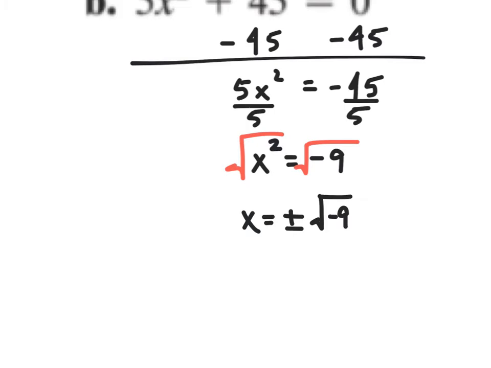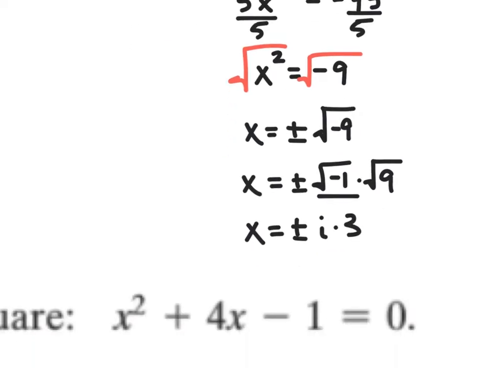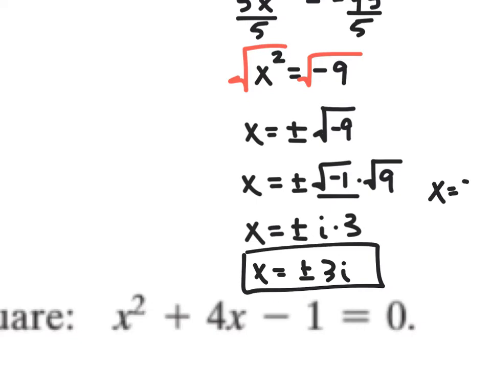All right, and here's what I do. I split this up. I do, okay, x is equal to plus or minus. I write this out as the square root of negative 1 times the square root of 9. Now the square root of negative 1 is i. So I get x is equal to plus or minus i times the square root of 9, which is 3. Okay, so here's how I'd write my answer. I would write my answer as x is equal to plus or minus 3i. All right, now you could write this as x is equal to 3i and x is equal to negative 3i. Either one of those is going to work, but that's how I want to write my answer.